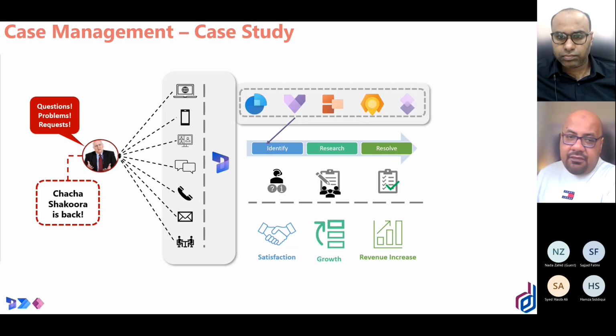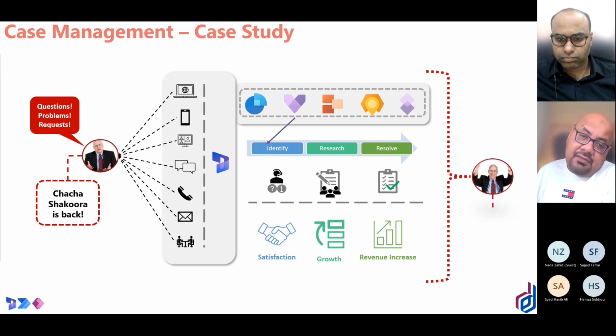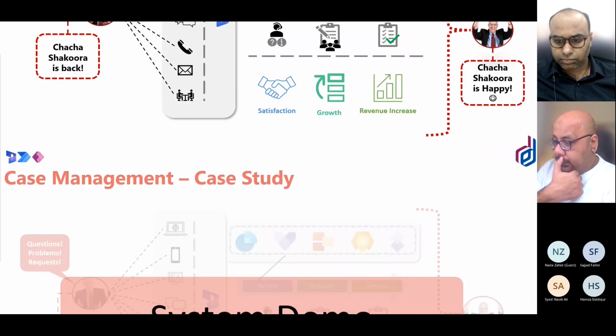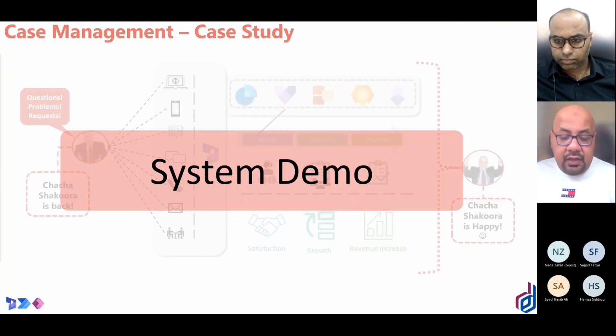If the customer is satisfied, he is coming back to give us more services, ordering more products, or whatever kind of business we are dealing with here. So if Chacha Shakura is happy, in the end he will be our loyal customer, as we are interacting with him in a positive way. So how are we going to map this particular situation in a system? We are just going to look into the system demo here.